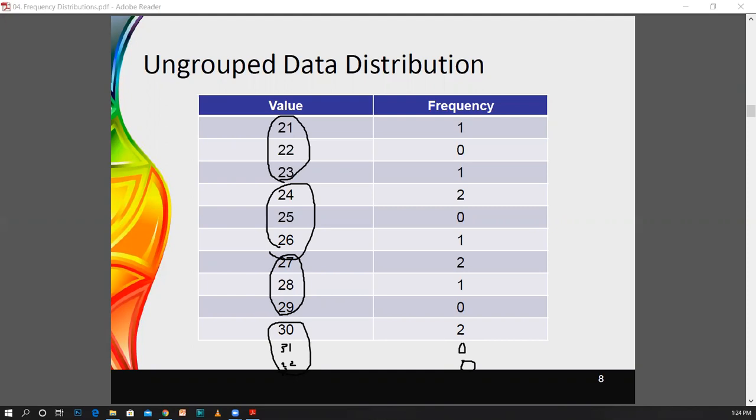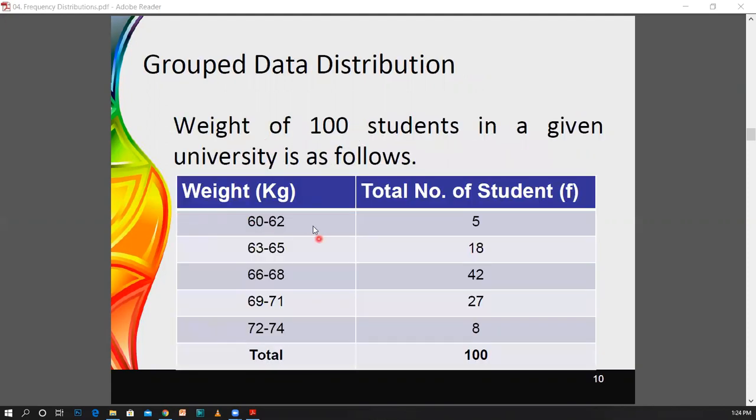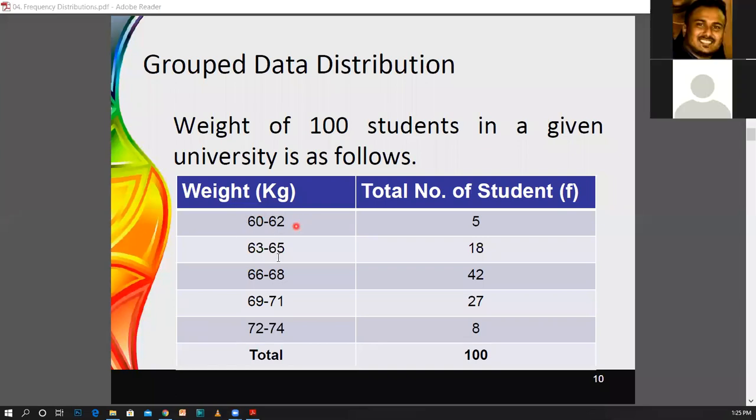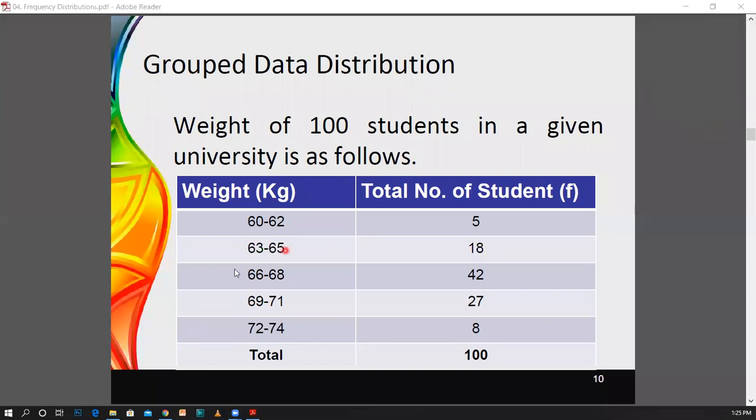Therefore, such a distribution is said to be a group data distribution. Here you can see, instead of just having a single number, the values are now given as classes. The weight in kilograms from 60 to 62 has been defined as one class. For the next class, they have considered 63 to 65. Then 66 to 68 is the third class. Likewise, they have constructed the classes accordingly.